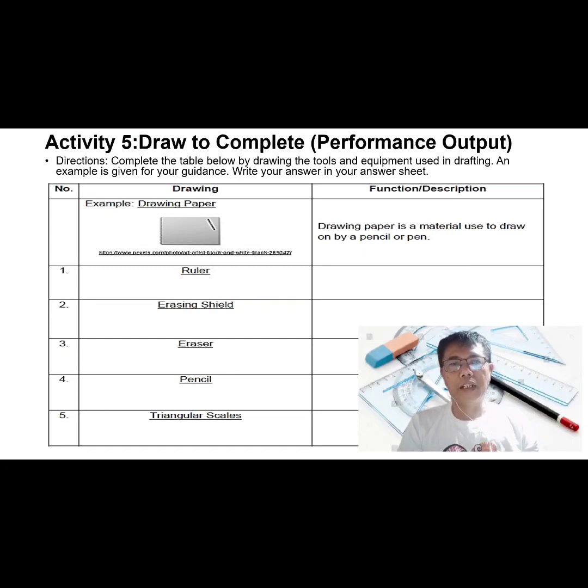Okay, for activity number 5, draw to complete. This is now your performance output. Directions. Complete the table below by drawing the tools and equipment used in drafting. An example is given for your guidance. Write your answer in your answer sheet. Pause the video when answering.